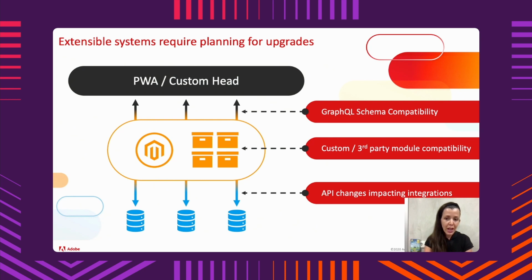What is relevant and important for today's session is to understand that systems as extensible as Adobe Commerce need to be upgraded and stay up to date. This could include changes to the GraphQL schema, which could impact storefront integrations, PHP API changes that impact custom or third-party modules, and changes to the REST API, which could impact enterprise integration with other systems.